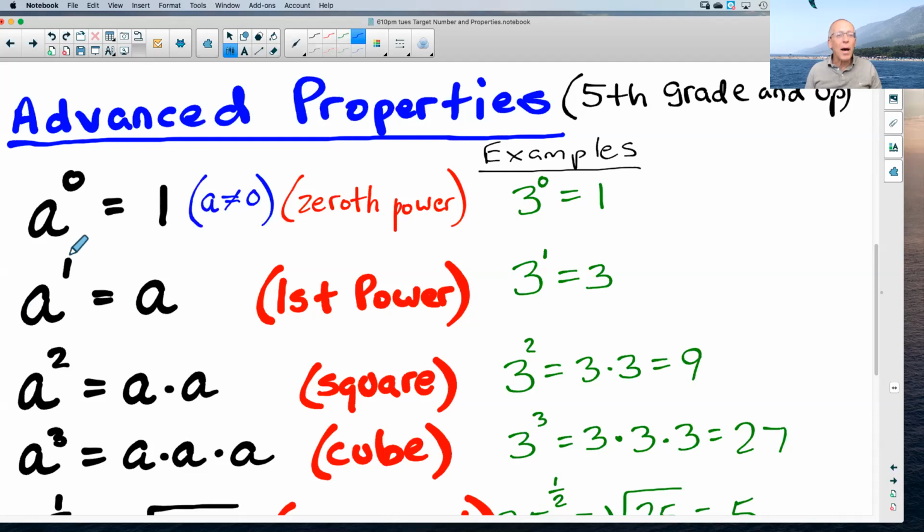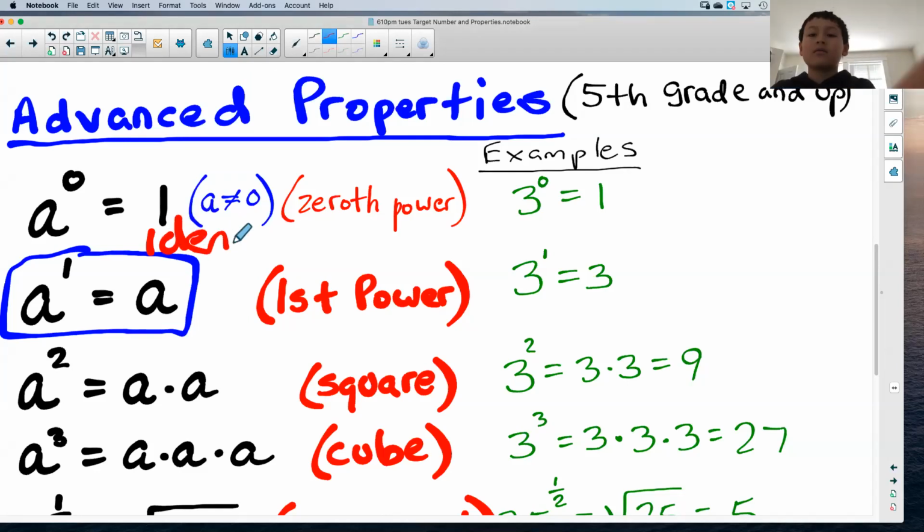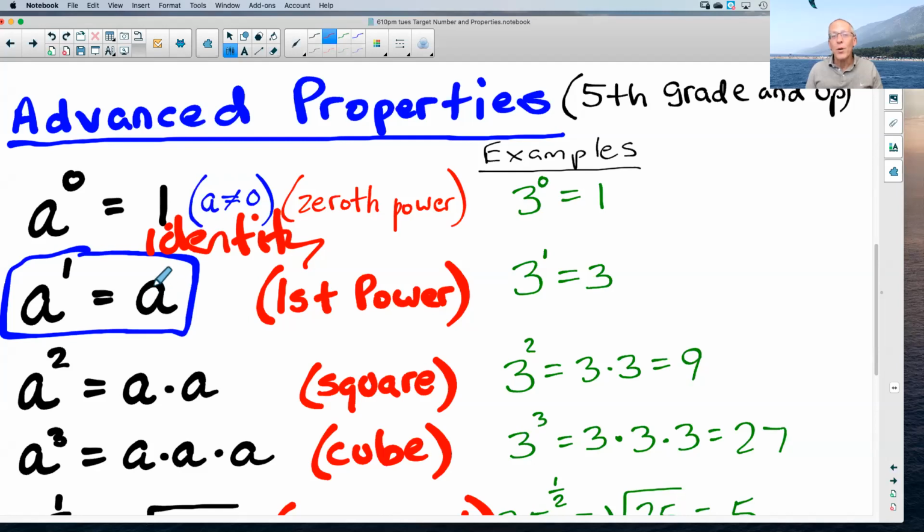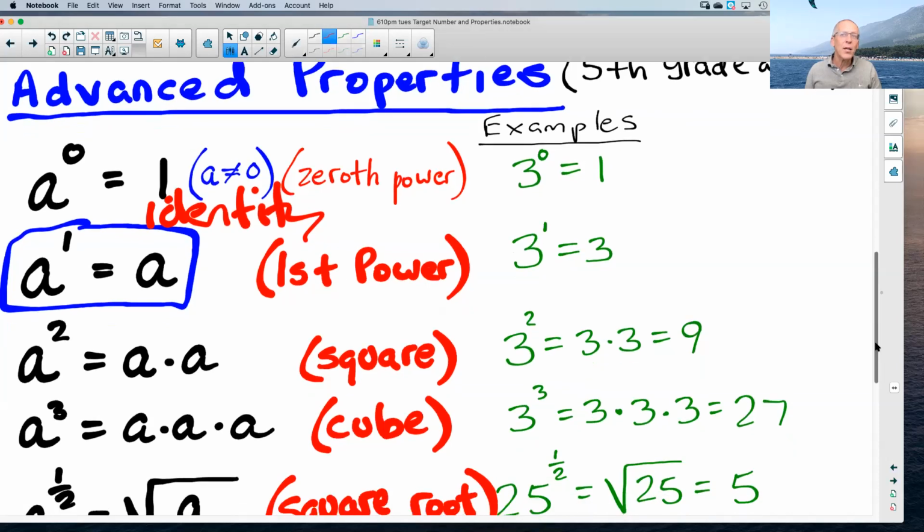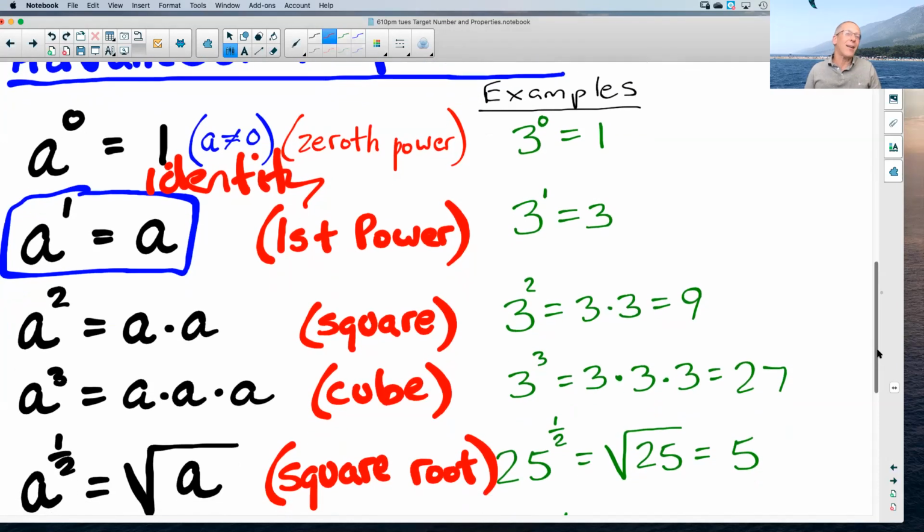A to the 1st power is actually another what kind of property? Kathy, what kind of property would you say that guy is? Identity. Right. Isn't that another identity property where you start with the number and you end with the same number? Kind of cool. They don't really call it an identity property, but I do, because it is an identity property.